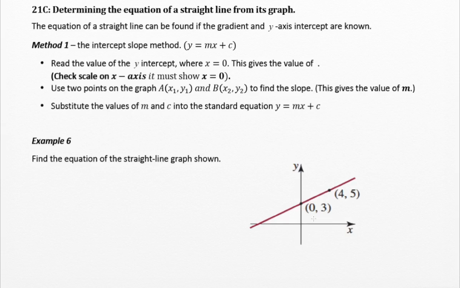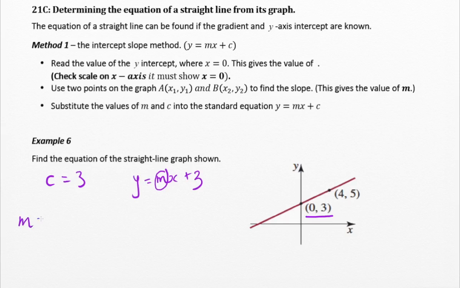Now I can already see that they've given me my y-intercept, which is 0 and 3. So I can just sub that straight into my equation. I know that c is equal to 3. So I now know y equals mx plus 3. There are two ways that we can go about finding m. The first way is to use these coordinates and find what the slope is going to be.